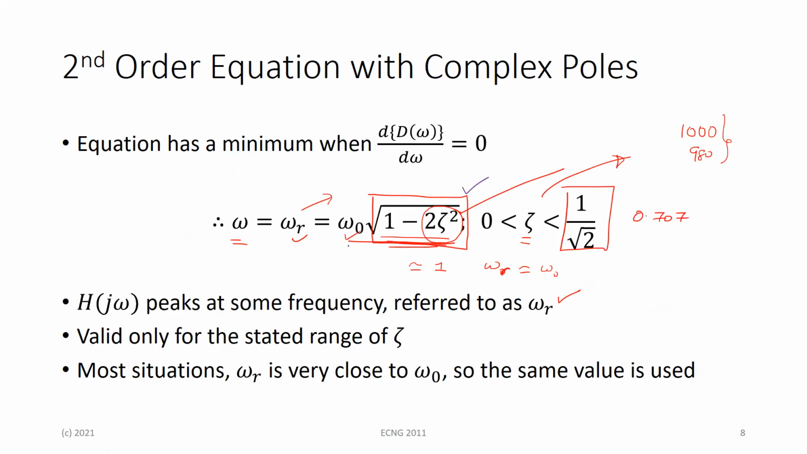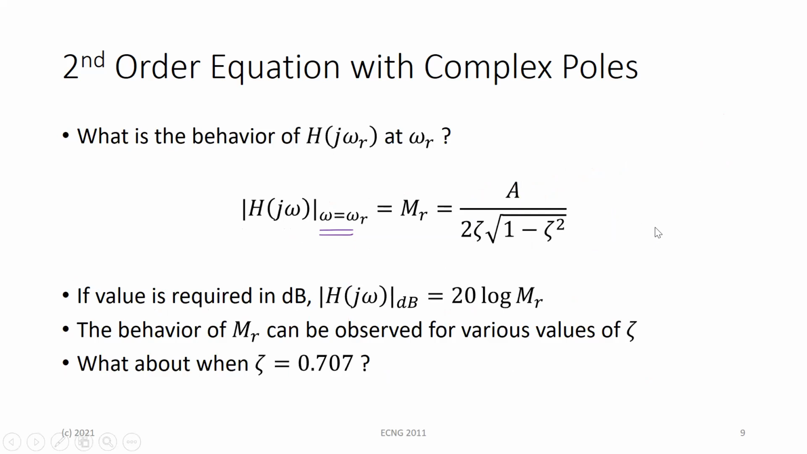So take this now, substitute it in the equation for the magnitude of H of j omega, right? If you substitute it into that equation and simplify, you get that the magnitude response looks like this. Again, it's a function of zeta, the damping. And because you're plotting it in decibels, you're going to have to take 20 log of that. Okay, so you could put in various values of zeta and see what happens.